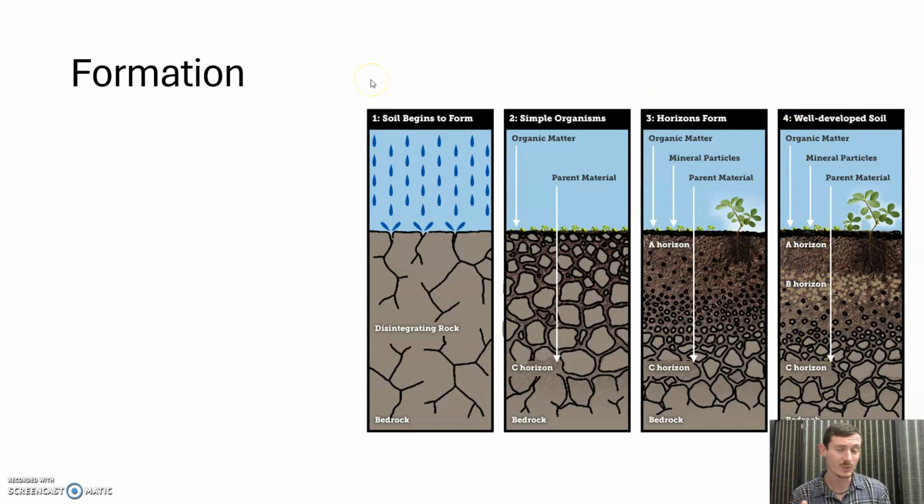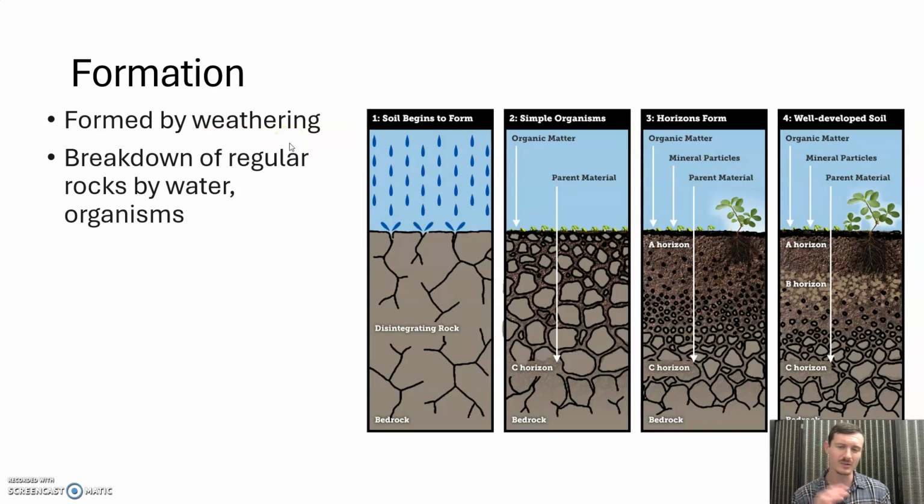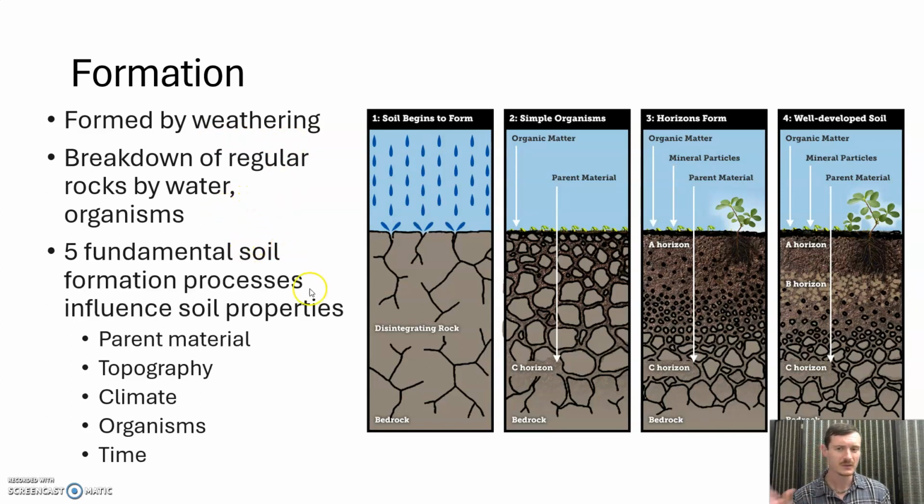Some places are going to weather faster than others, right? And when we say weathering, what we're talking about is breaking it down, both physically and chemically. Awesome. So formed by weathering and exposure to the elements and to life. It gets broken down by water and by organisms. There are going to be 5 things that influence the formation of the soil. This is really not critical stuff for us to remember, but let's go through it real quick.